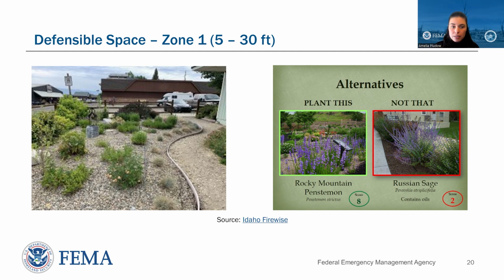So here's some examples of landscaping in zone 1. You see those islands of vegetation separated by hardscape, and also an example of recommended landscaping. This is from Idaho Firewise, that gives some information about more recommended plants and plants you want to avoid that may be sort of similar aesthetically.